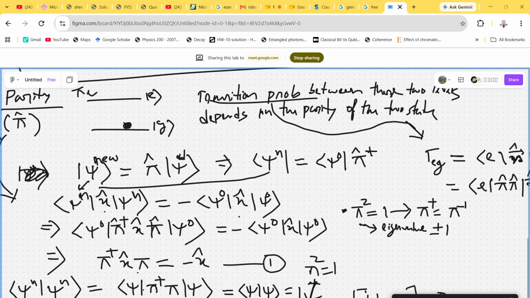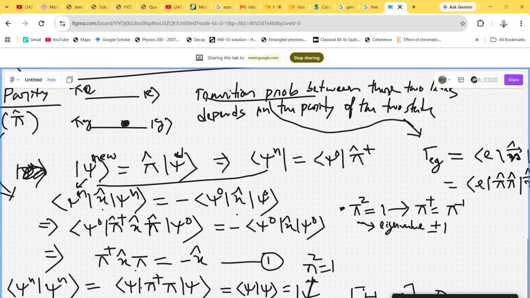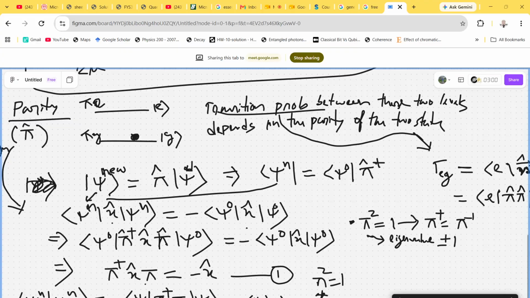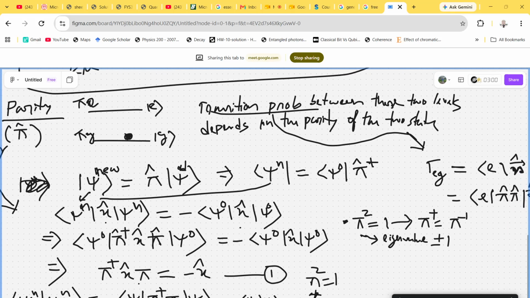But suppose I don't know what is the parity, plus 1 or minus 1, for the ground state and excited state here. So I just write this as pi e and pi g. So pi e can be plus minus 1, pi g can be plus minus 1, but the exact value I don't know yet. So I just put it as pi e and pi g, the parity of the two states, ground and excited.